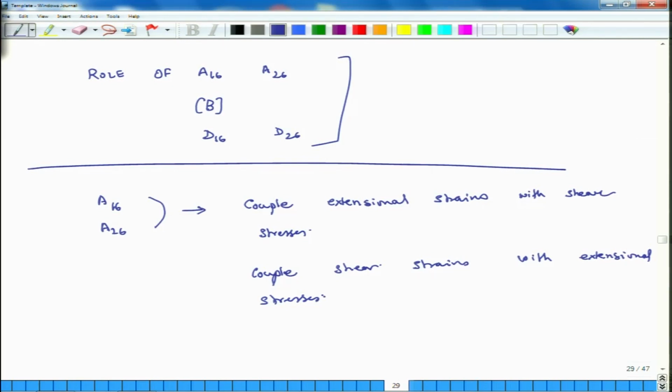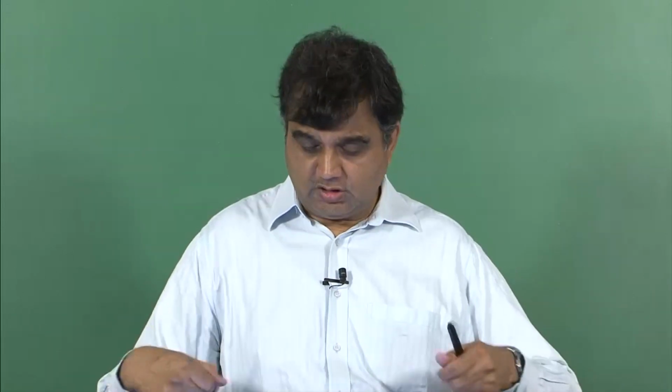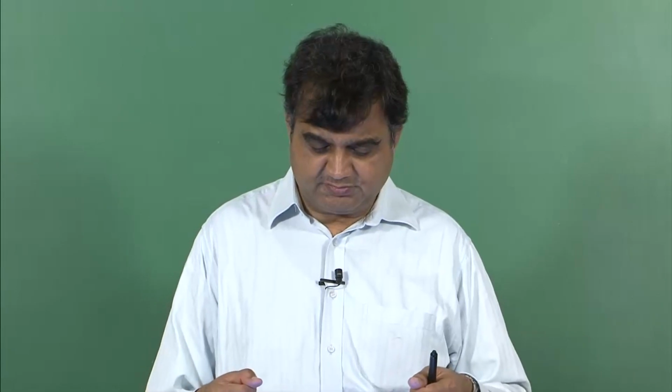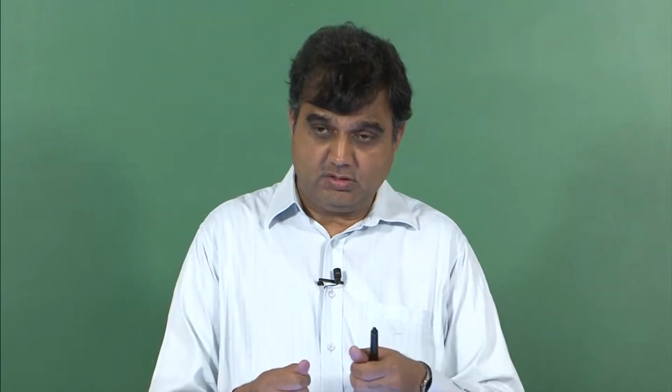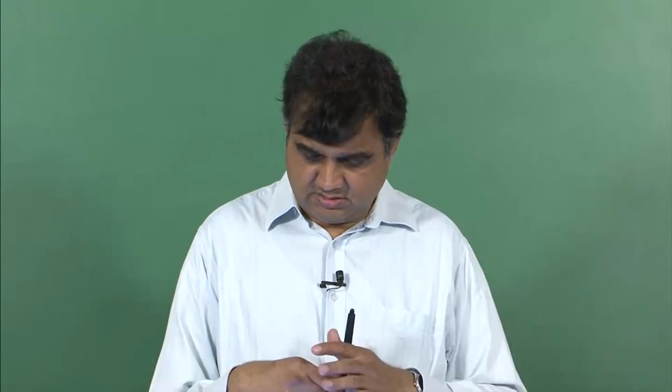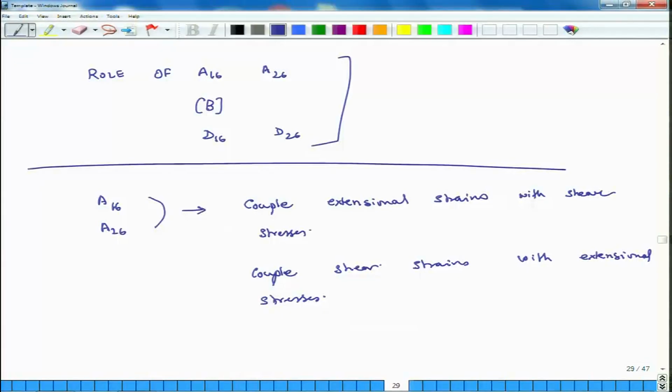So, what does this mean? It means that if the B matrix is 0, and suppose you have a system where A16 and A26 are not 0, then if you subject the plate to a pure tension stress, it will exhibit not only extensional strains, but it will also shear. And if you expose it to pure shear stress, it will not only get a shear strain, but it will also exhibit extensional strains. So, this is about A16 and A26.